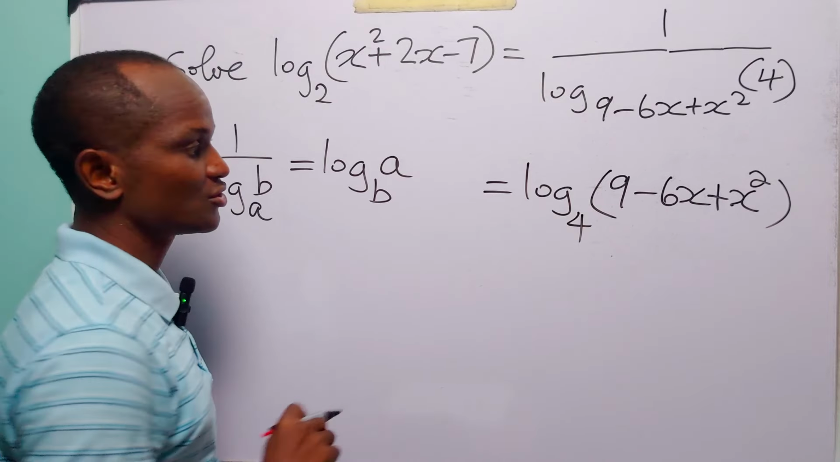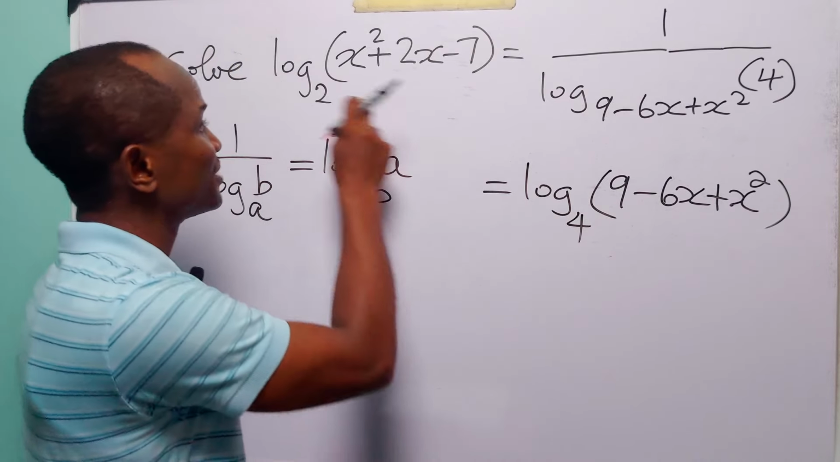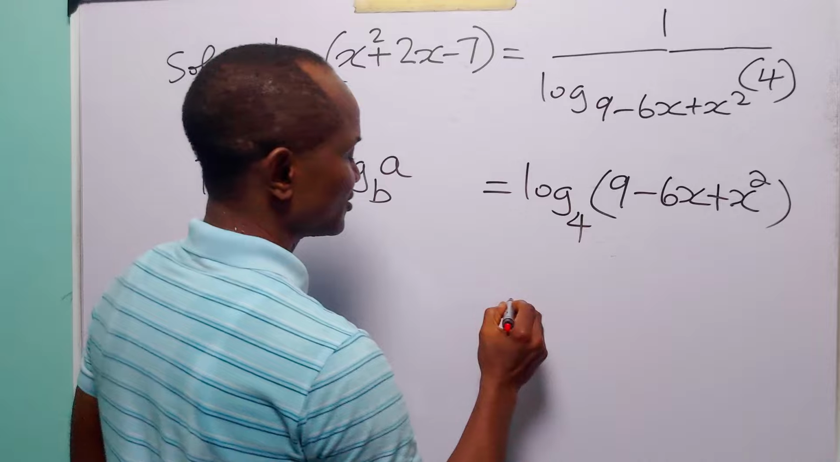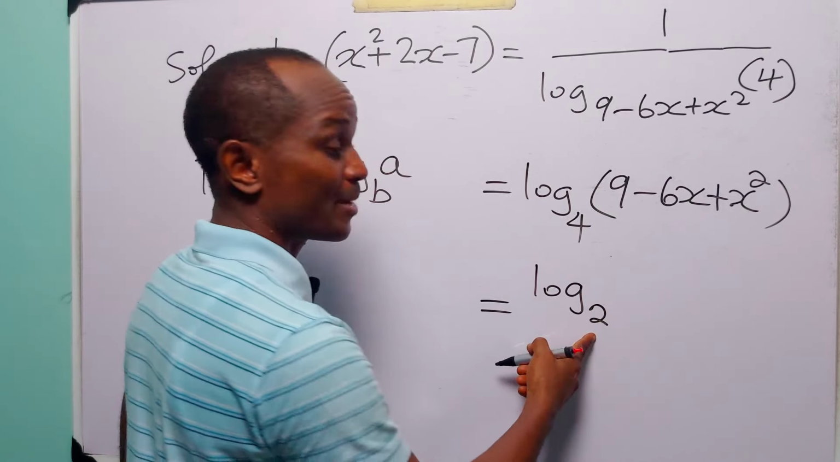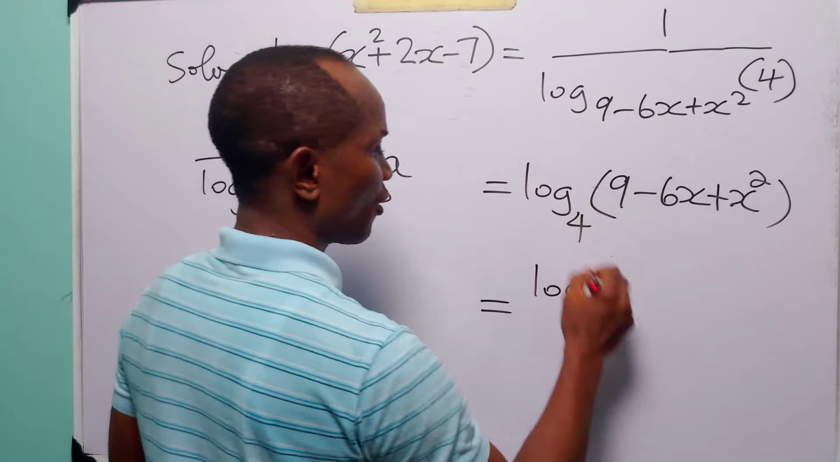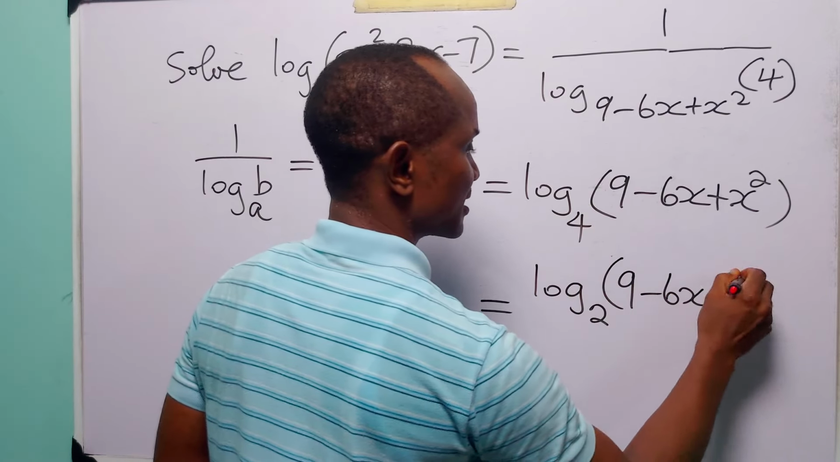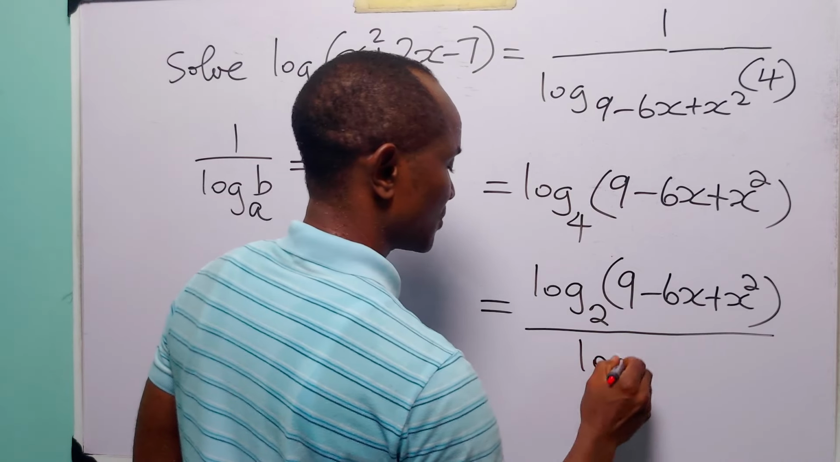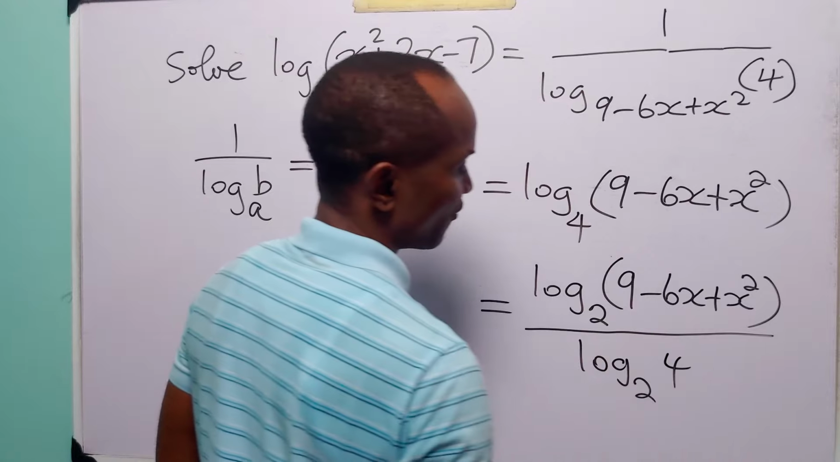Now, the next thing we are going to do is that we will change the base of this logarithm from base 4 to base 2 to match what we have on the left-hand side. Applying the change of base formula, we have log to base 2, remember, 2 is the new base, of 9 minus 6x plus x squared divided by log to base 2 of the old base, which is 4.